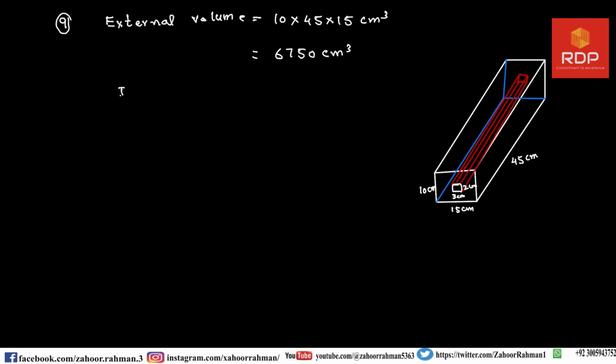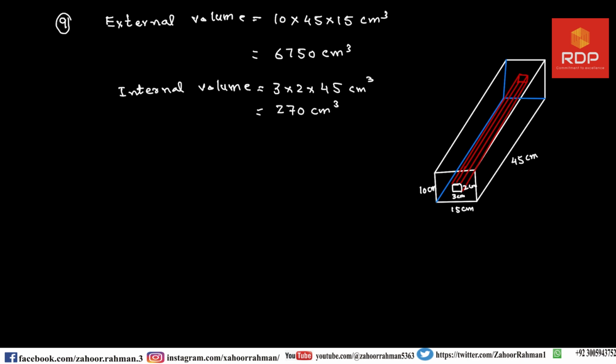Now we have to talk about the internal volume, and internal volume is also not that much difficult. 3 multiplied by 2 and 45, and that will also be centimeter cube, and when we multiply it with each other, we will get 270 centimeter cube.